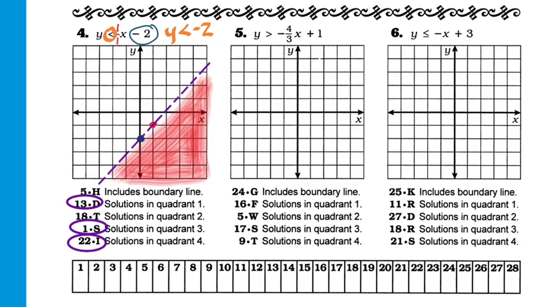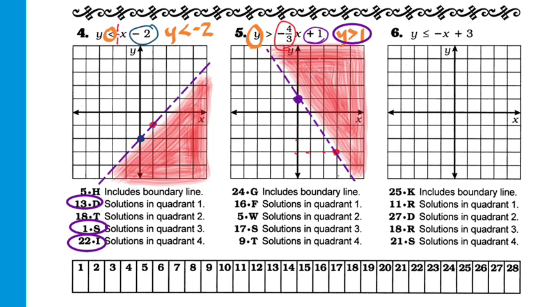Number 5, I start at 1. I have a negative slope, and it can also not be on this line, so I have to dash it again. And it's anything bigger than 1. It cannot be 1, but anything bigger.